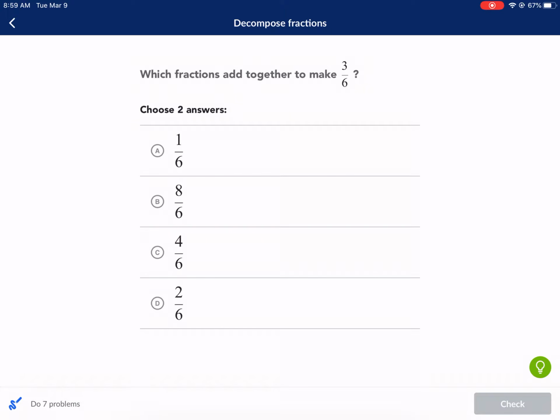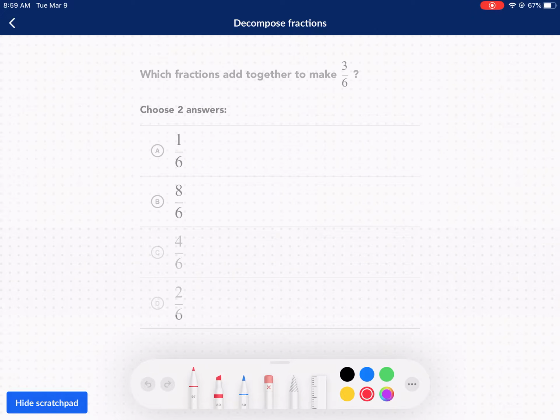3/6 is also equal to 1/2. So we have a couple options here. We just want 2 that add together to make 3 over 6. So we have to choose numbers that are smaller than 3 if the final result is going to be 3 over 6. One thing to keep in mind, the denominator needs to stay the same. As you can tell here, all the denominators have 6. So that's a good thing. We know that there's going to be a 6 in the denominator for these two, because remember, we're choosing 2 answers.